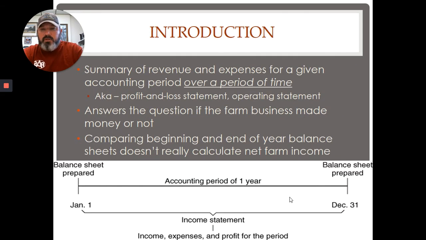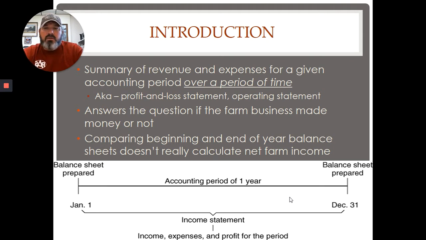So from an introductory perspective, a little bit different than the balance sheet that we talked about in Unit 3. An income statement summarizes revenue and expenses for a given accounting period, so over a period of time. Also might be known as a profit and loss statement or an operating statement. Kind of depends on which terminology you like to use. So it answers really the question, did the farm business make money? Has the agricultural business made money or not?